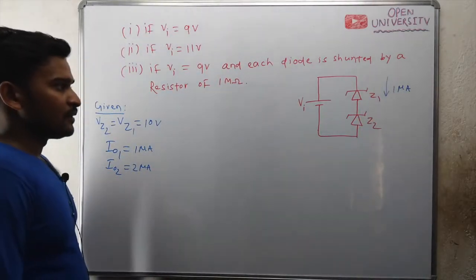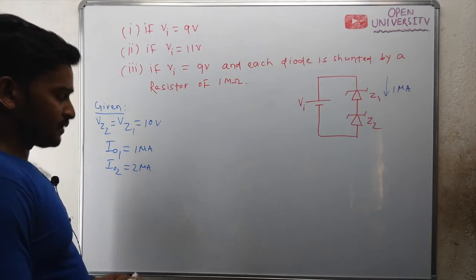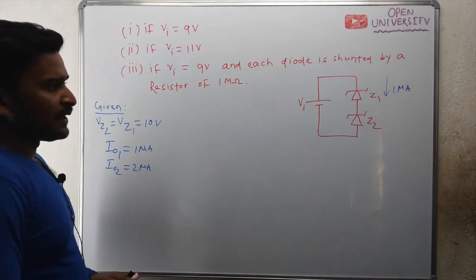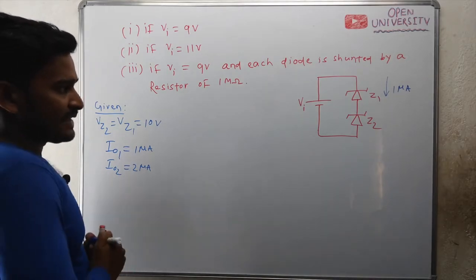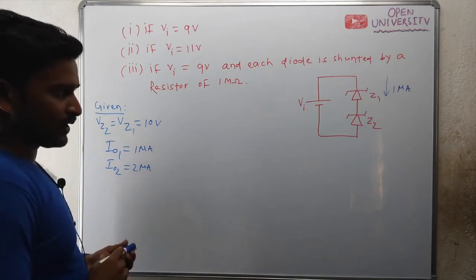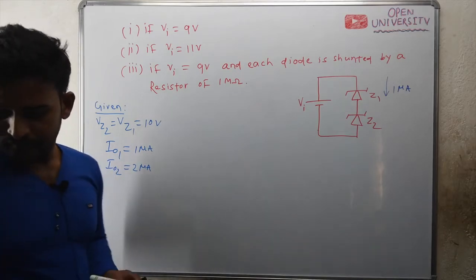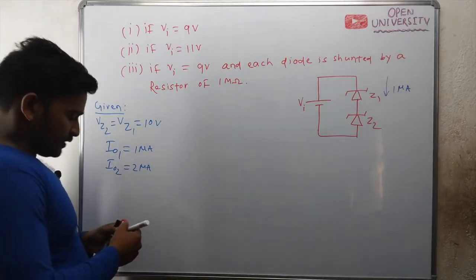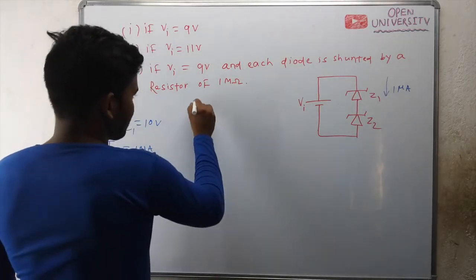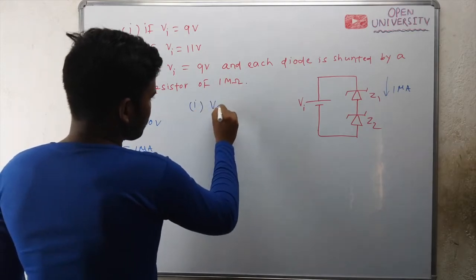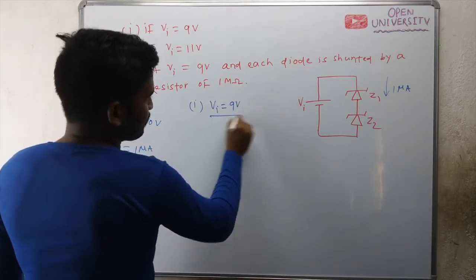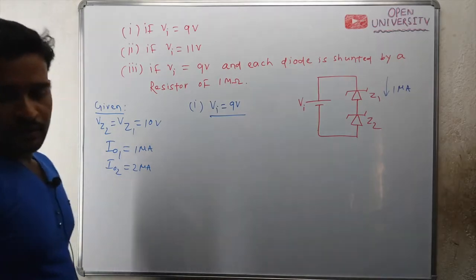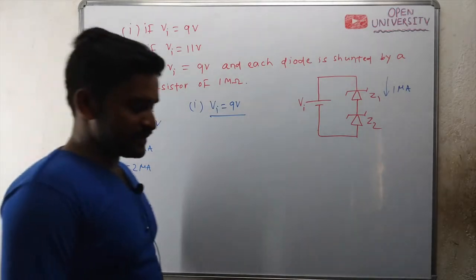Now the question is about finding the voltage across each diode. In the first case, it is asked to find the voltage across each diode when the input voltage is 9 volt.